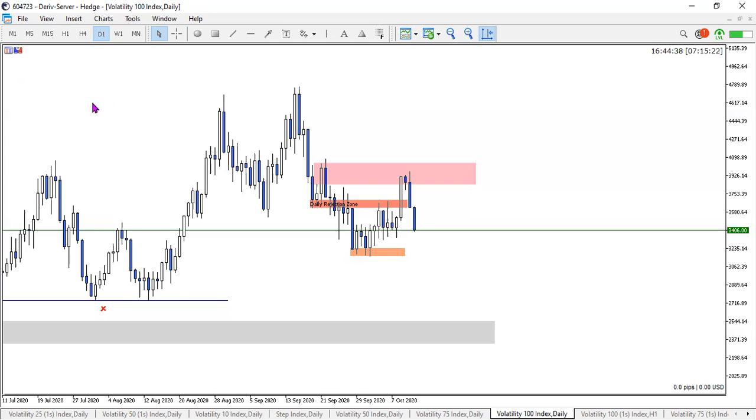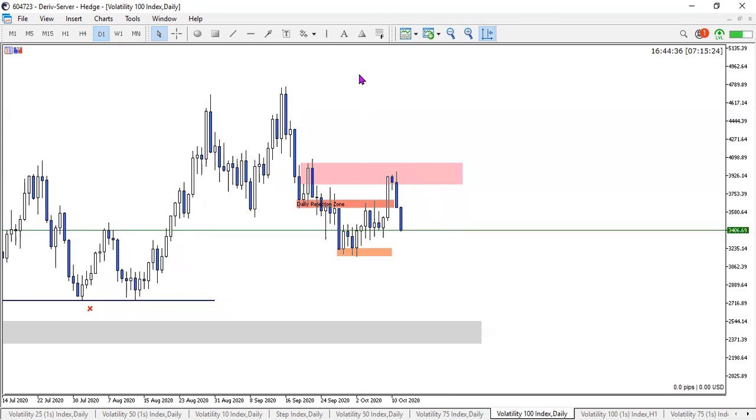So let's look at our volatility 100 and let's look at the daily time frame. As you can see on the daily time frame, price has basically been respecting the zones that we've had drawn on these charts. Now, I did have this zone up in here drawn as a possible rejection zone that price will retrace off. And as you can see, that is currently playing out really, really well at the moment.